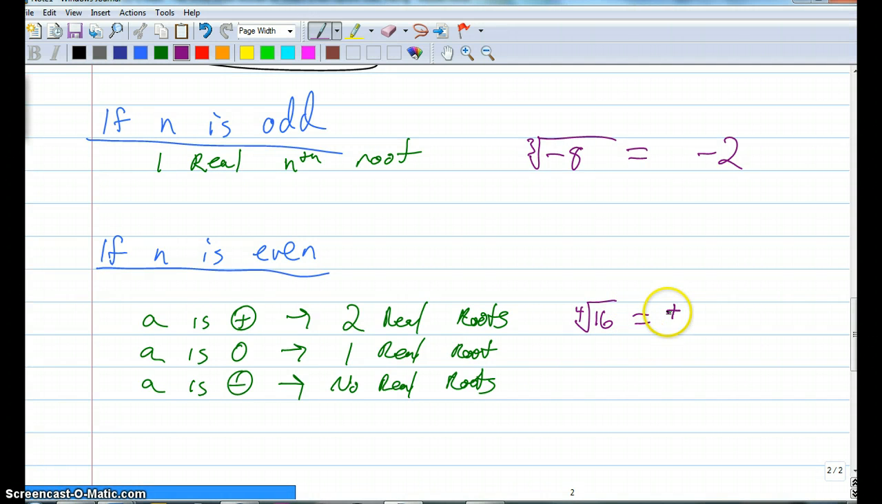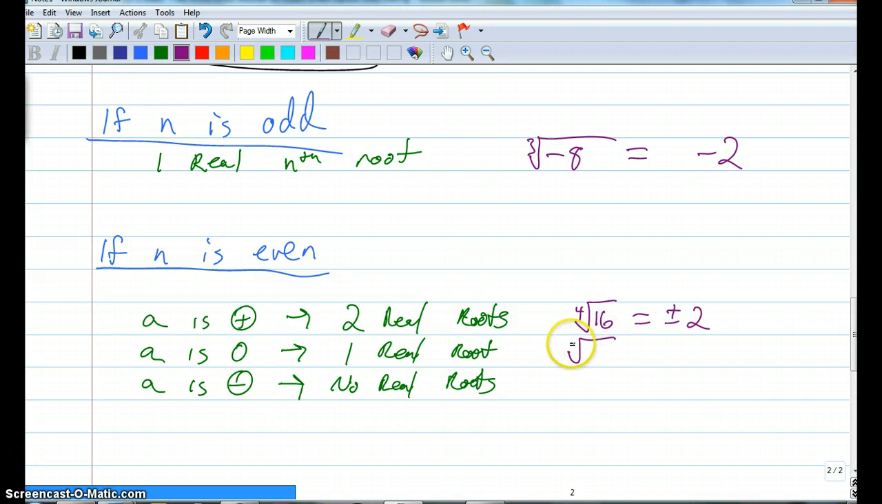So our answer here is going to be plus or minus 2. There's 2 real roots here. Think about square root. When we did the square root of 16, our answer was always plus or minus 4 when we were solving. Think of when we're talking about nth roots, we're talking about solving here.